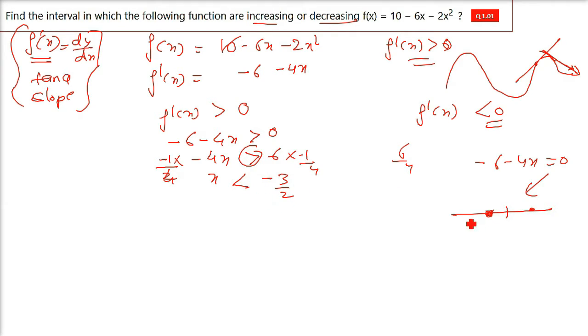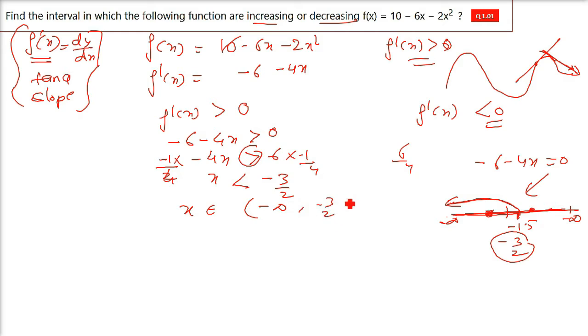What does it mean? Now you can go to the number line and the answer is with you. Anything which is less than negative 3 by 2, at those points the function is actually increasing. So we start with negative infinity till positive infinity. We have a value which is minus 3 by 2, that is minus 1.5. So x less than minus 3 by 2, it can go up to negative infinity. So x should belong to negative infinity to minus 3 by 2. So this is the interval in which it is increasing.